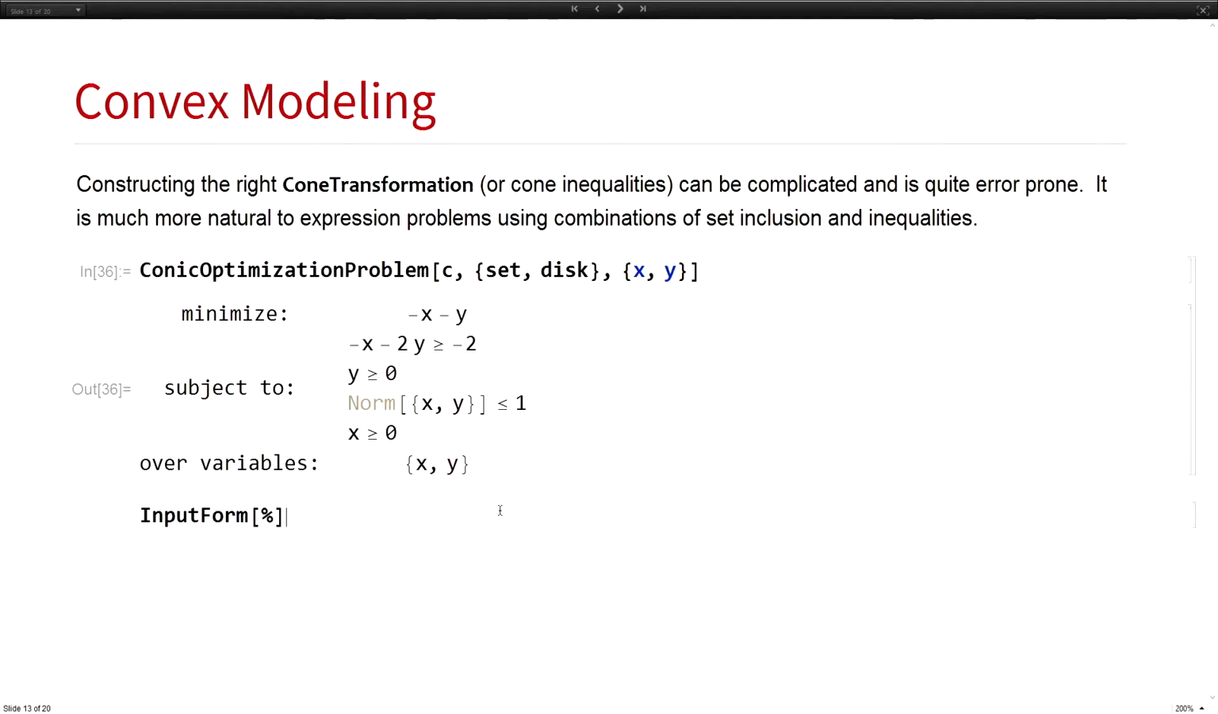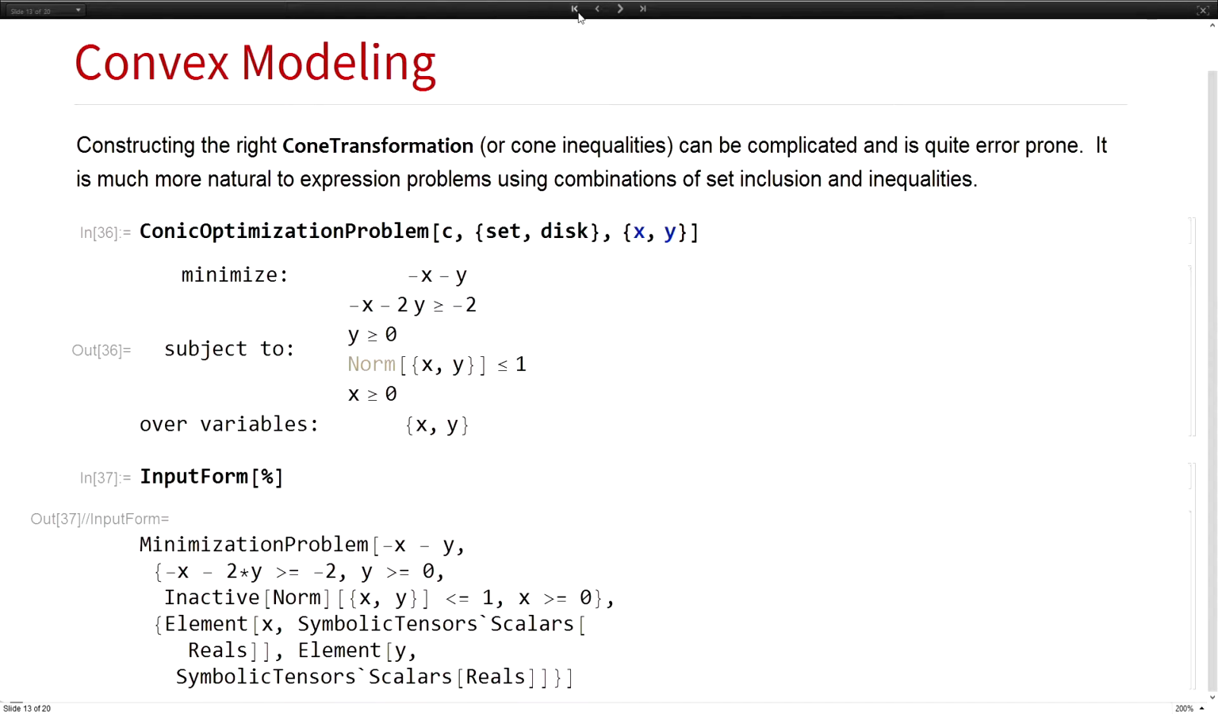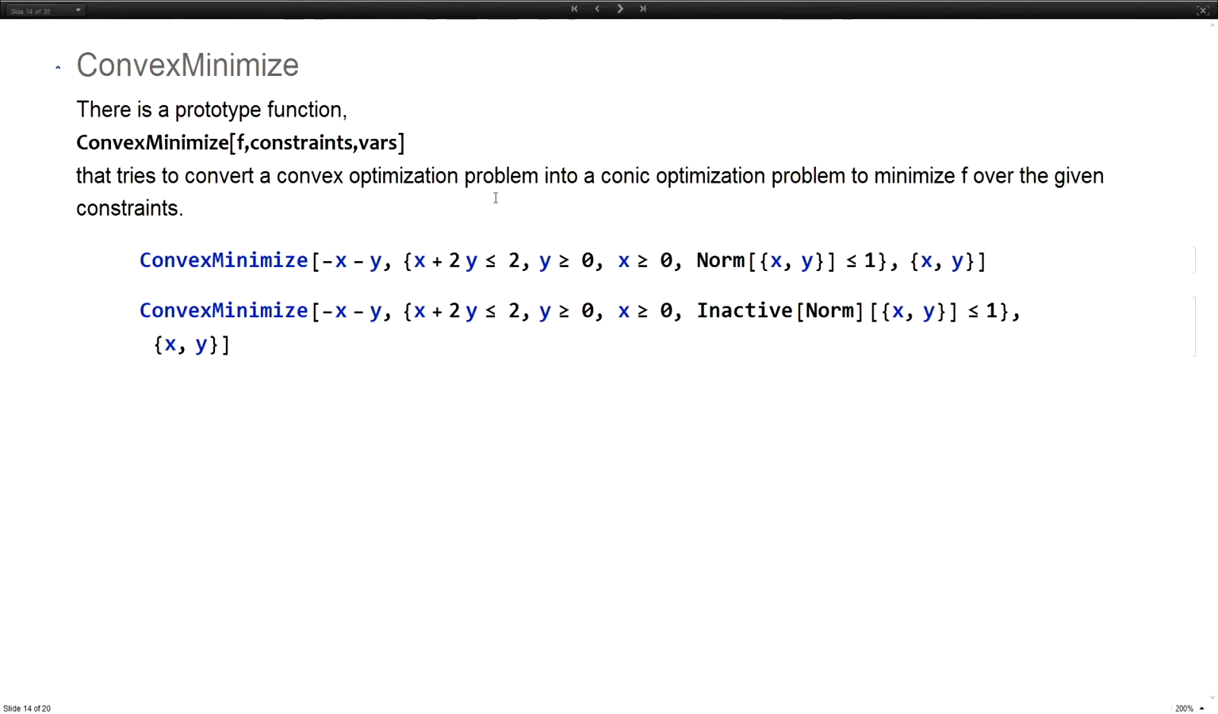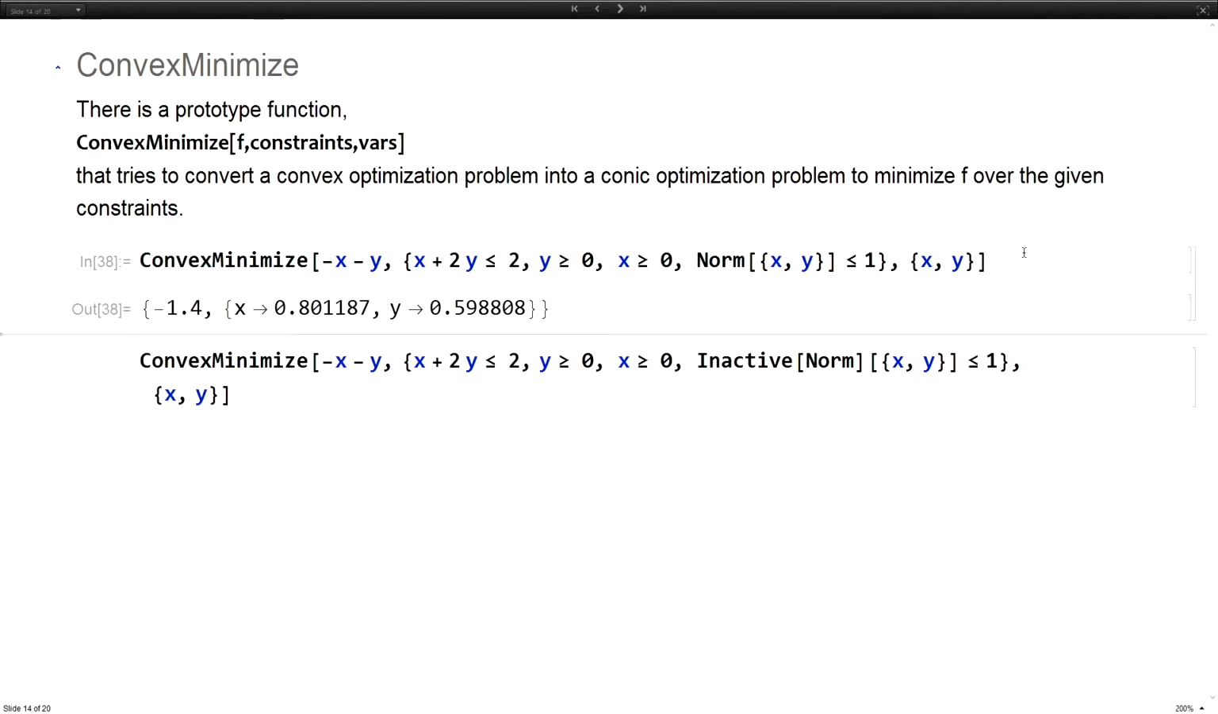So this has an input form, and I can write this. The command I put together is a prototype, and eventually this will just be in FindMinimum and NMinimize, and you'll just be able to use those and take advantage of all this. But for now, we've got this development version, a command which I call ConvexMinimize. It solves that problem and gives me essentially the same answer, but interestingly enough, a slightly different answer. The only difference between those two inputs is the inactive norm and the norm.